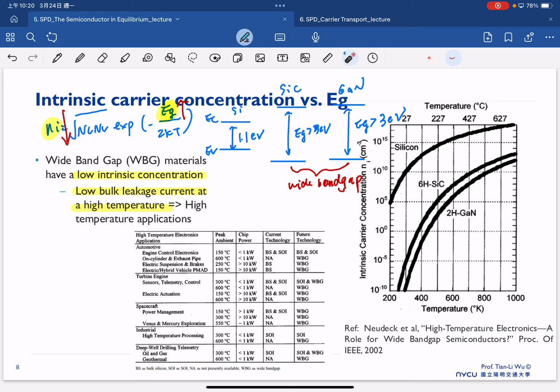And this is a graph of Ni versus T for different materials. This is the case of silicon, which has a band gap of 1.1 electron volt. But now, if we consider the wide band gap material here, we can see the Ni is dramatically decreased. So the lower Ni is equal to the low leakage current.